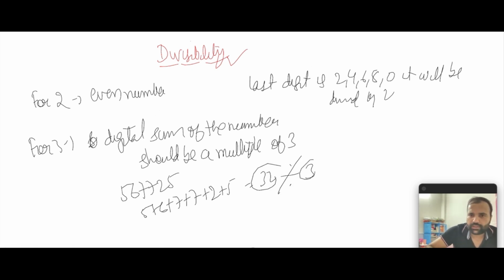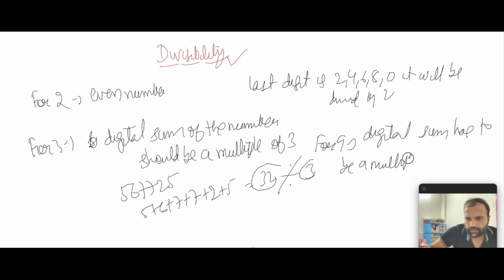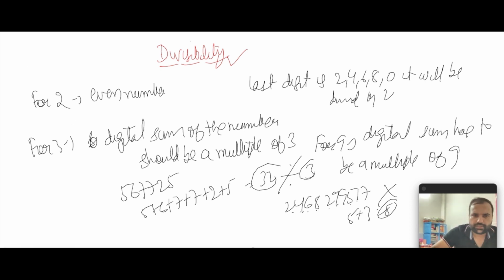The same is true for 9 as well. I'm just taking 3 and 9 together. For 9 as well, the digital sum has to be a multiple of 9. For example, you can take 2468299517. Let's check. 2 plus 4 is 6, 12, 20, 22, 31, 40, 45, 46, 53. So it's not going to be divisible. So for 3 and 9, it's the same thing: you have to take the digital sum. That's easy. Now we'll check for 6.